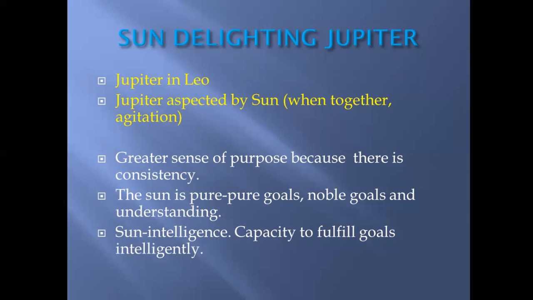So a person with this combination will have a greater sense of purpose because there is consistency. The Sun gives that consistency, that commitment towards a purpose. The Sun is also pure. It's going to have pure goals, noble goals. Remember that the Sun is the king, so it's going to be noble and it's going to try to help its kingdom. The Sun also represents intelligence. So this person will have the capacity to fulfill goals very intelligently, and in a committed and loyal manner as well.